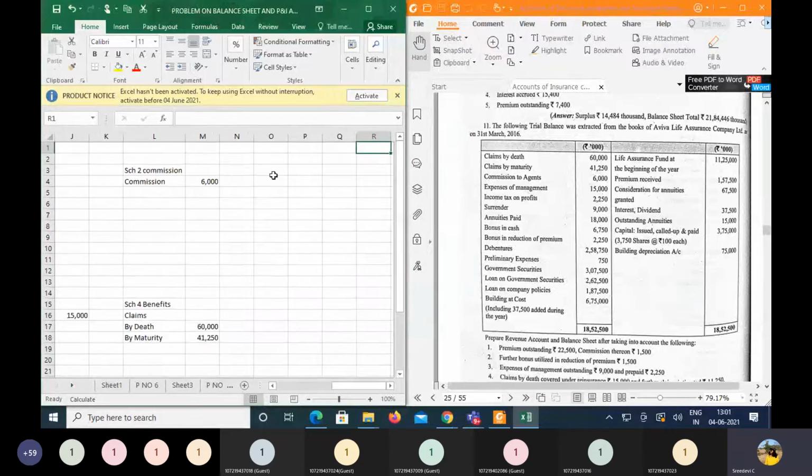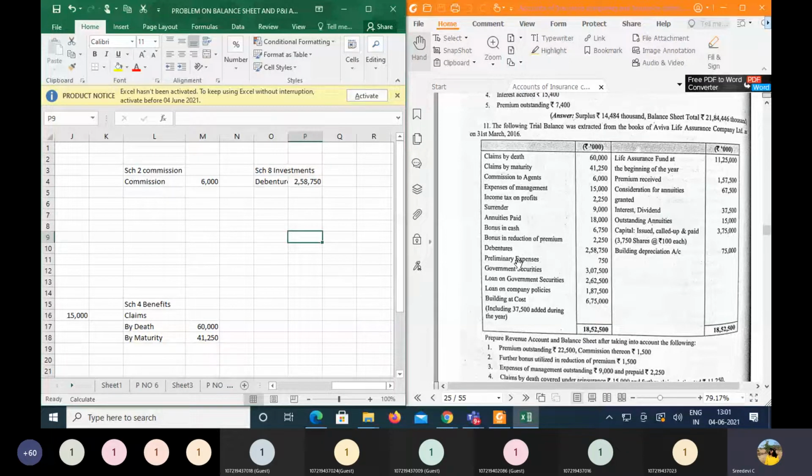So here I'm just creating one more schedule, that is 8 for investments, and under the investments I'm showing it as debentures. Maybe we may come across more items relating to the investments, so I'm just putting this here, 2,58,750. Okay, then followed by the preliminary expenses.